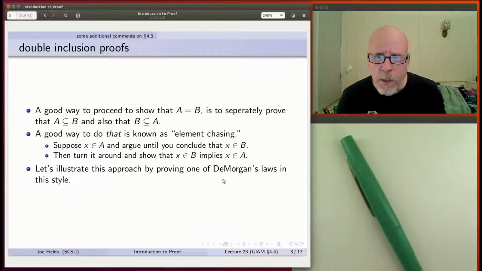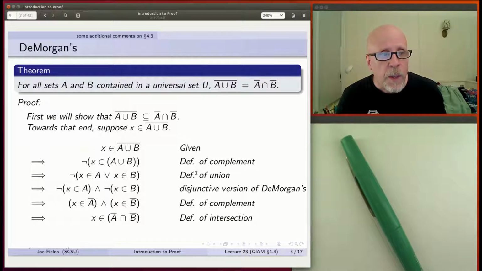The form of this is rather like the ones we did last time, but it's just that we split it up into showing one direction, then showing the other of these inclusions. All right, so here's the DeMorgan law. The theorem at the top of the slide here is the version of DeMorgan's law I'm after. This is what I would call the union version. You're taking the complement of a union, and it becomes the intersection of two complements.